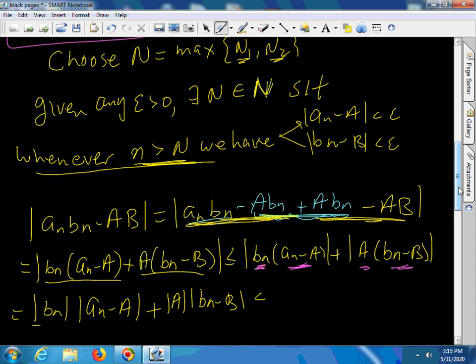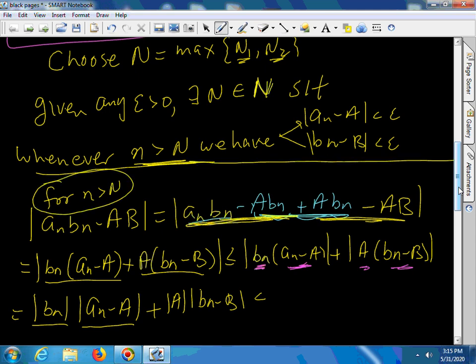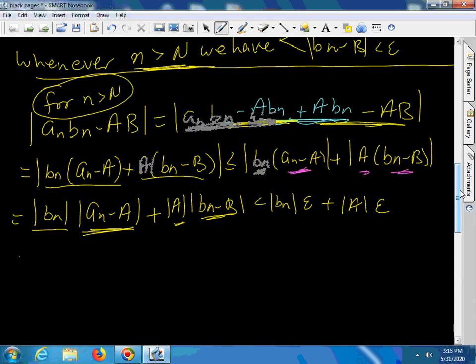But this is less than bn times epsilon, because a sub n... okay, let me just say this: anything below this line is for n bigger than N. Now, this is less than the absolute value of bn times epsilon, because that's less than epsilon, plus the absolute value of a times epsilon, because that's less than epsilon. Now, factoring out the epsilon, we get epsilon times the absolute value of bn plus the absolute value of a.